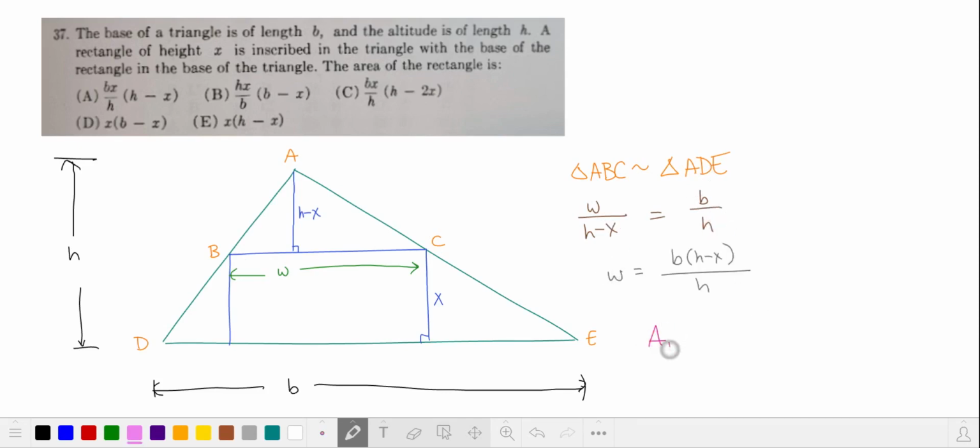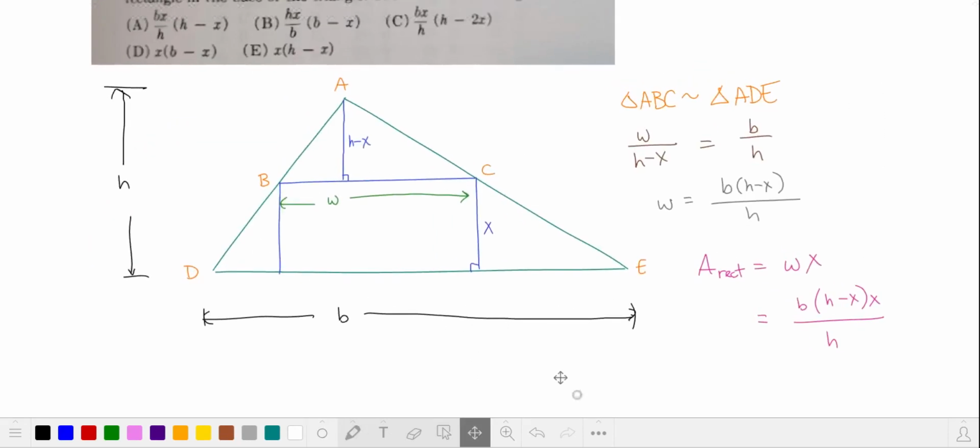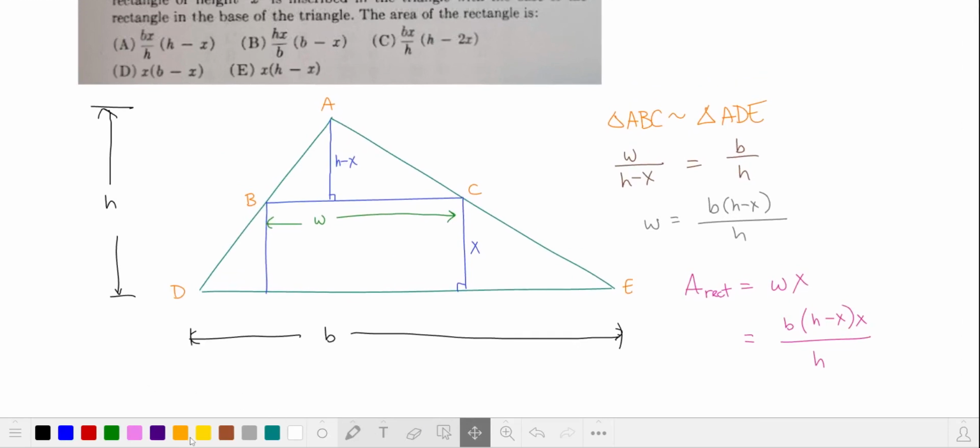We're asked to find the area of the rectangle. Here the base of the rectangle is w, and the height is x. So we'll substitute, and we'll look for this expression in our answer choices, and we see that this is equivalent to answer choice A.